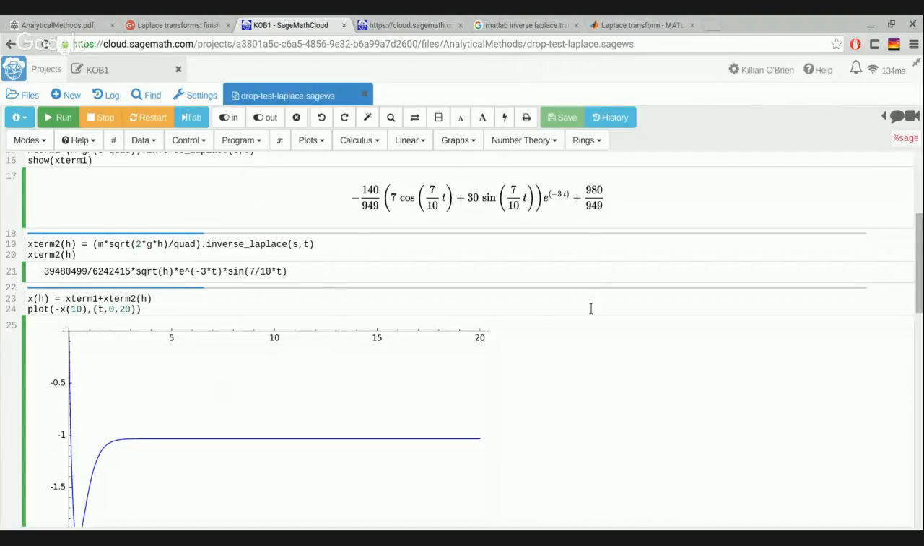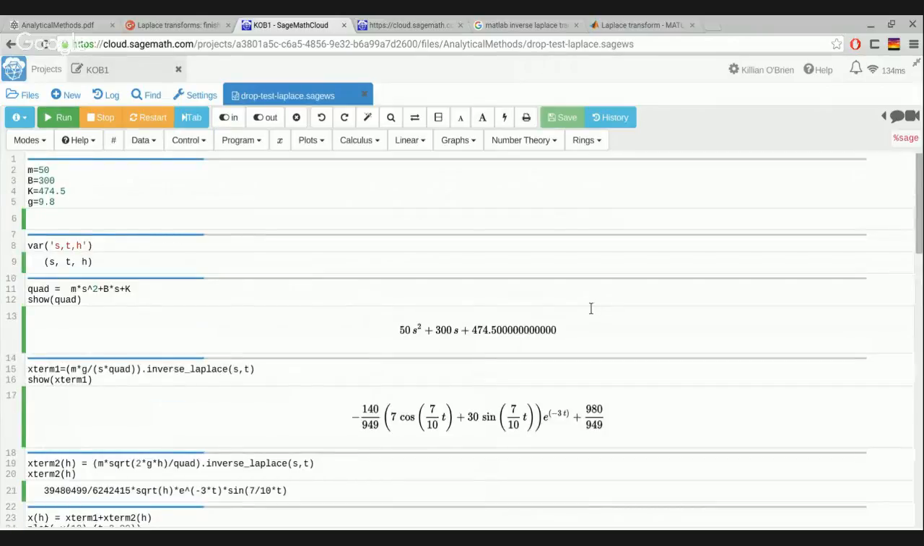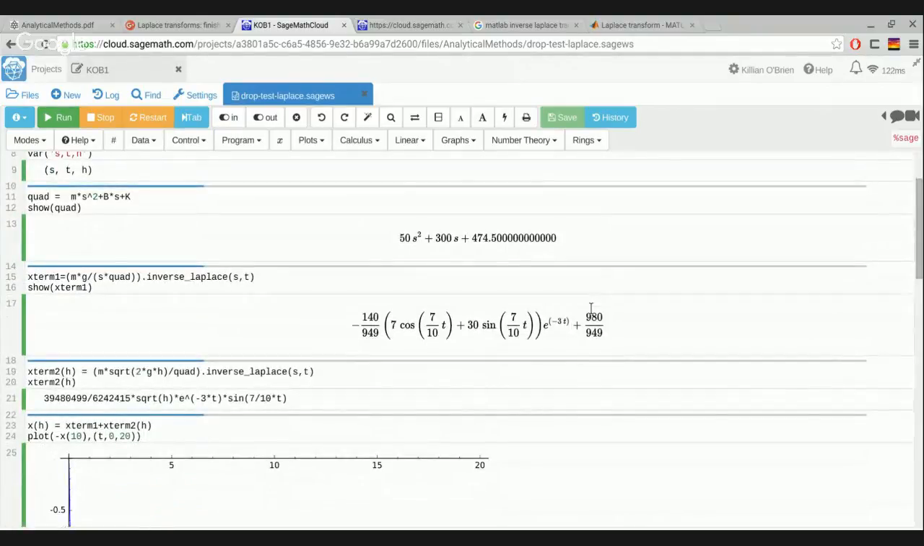And it just shows you how you can easily vary the other parameters as well and investigate the effect on the system. Okay, but the key thing here is that the thing that enabled us to obtain the solution was this inverse Laplace transform command. Okay.